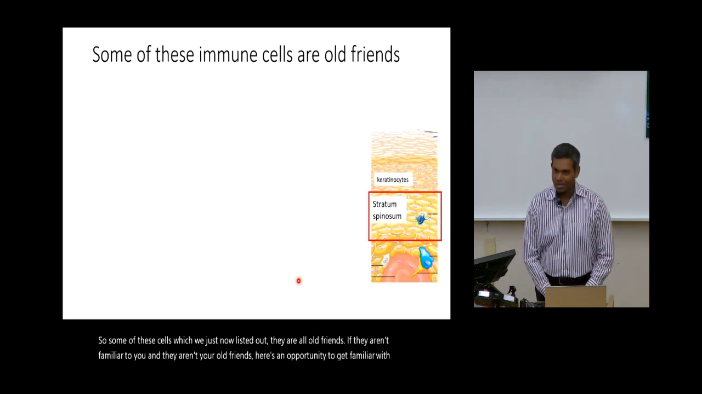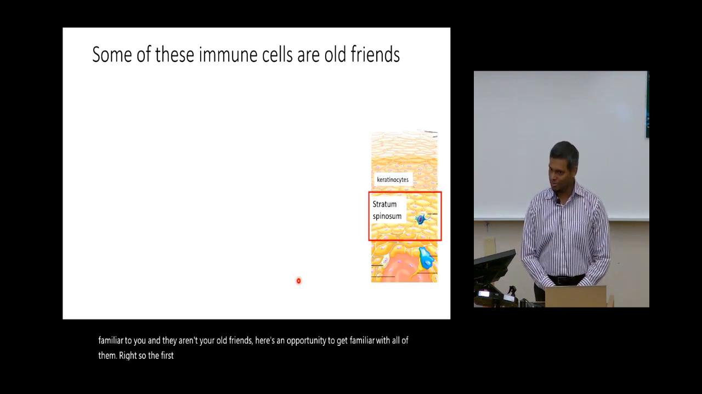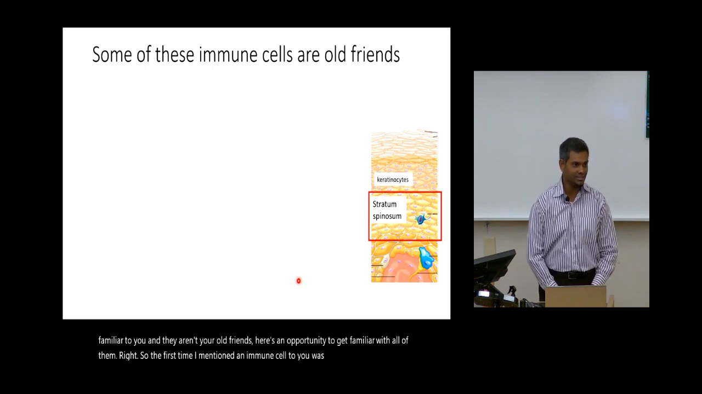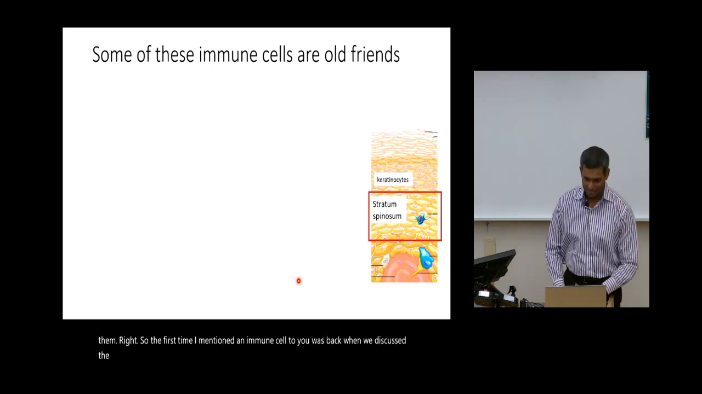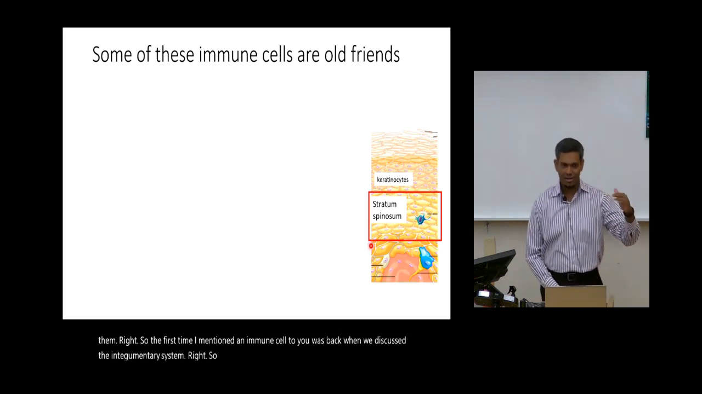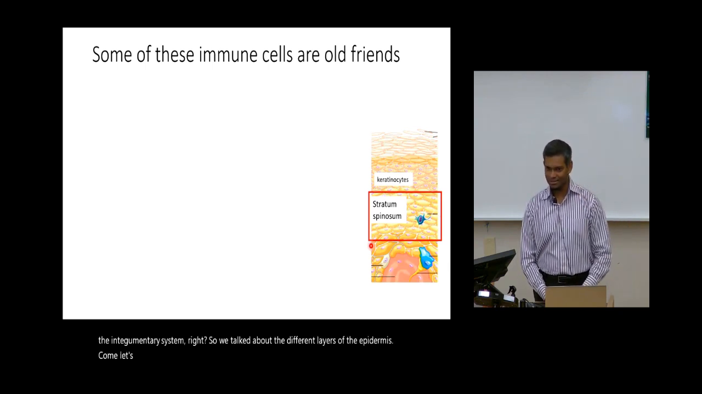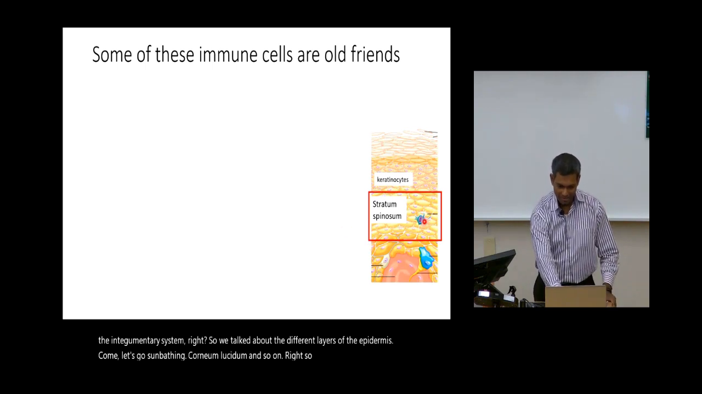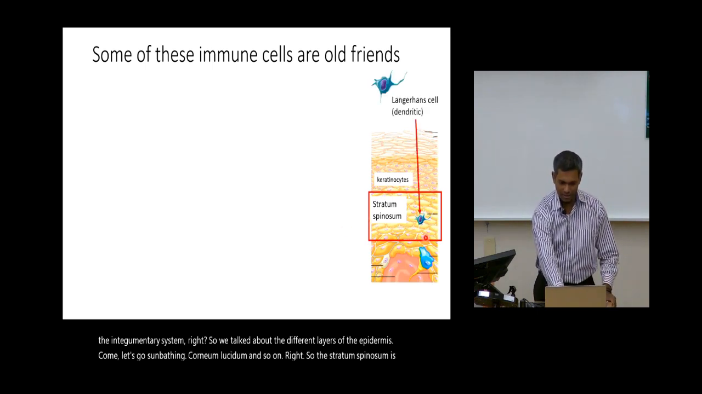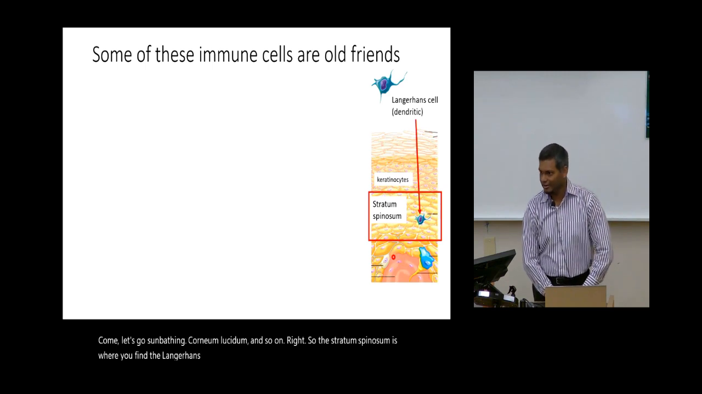So the first time I mentioned an immune cell to you was back when we discussed the integumentary system. We talked about the different layers of the epidermis: stratum basale, spinosum, granulosum, lucidum, corneum, and so on. The stratum spinosum is where you find the Langerhans or the dendritic cells.